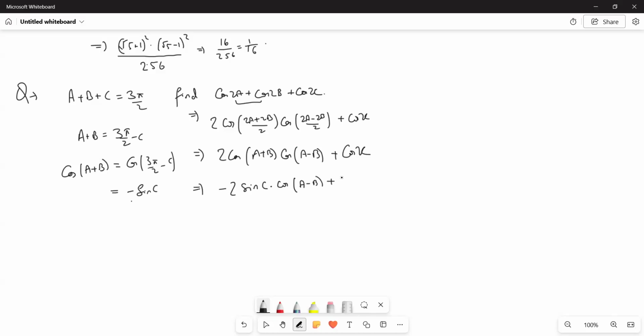cos 2c, which we can write as 1 minus 2 sin square c. Okay, cos square minus sin square, and cos square was replaced by 1 minus sin square. So from this and this we take minus 2 sin c common. In the bracket will come cos of (a minus b) plus sin c, and plus 1 which is separate. Look, is everyone able to follow till here?